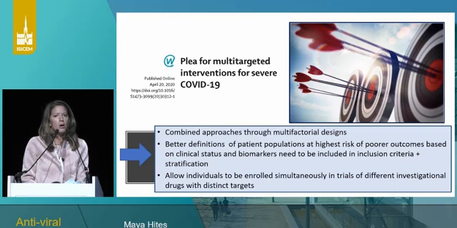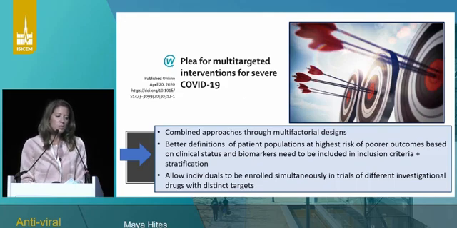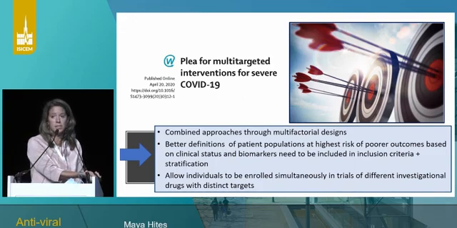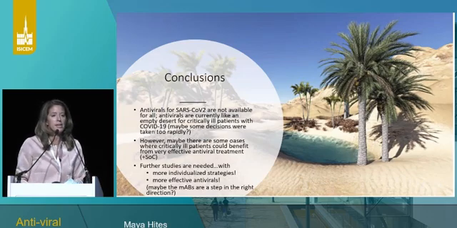So I would argue that it is important that we move forward, trying to combine approaches through multifactorial design studies. It's very important to better define patient populations at highest risk of poor outcome based on clinical status and also on biomarkers. And these need to be included in inclusion criteria and stratification of studies. And furthermore, we should consider allowing individuals to be enrolled simultaneously in trials that allow different investigational drugs with distinct targets to be tested.